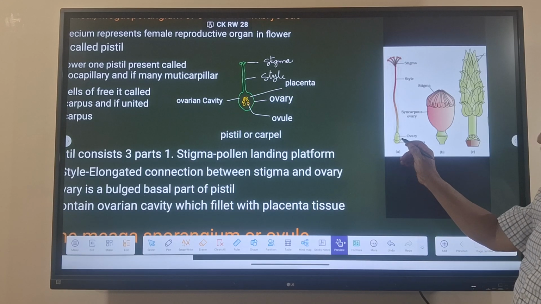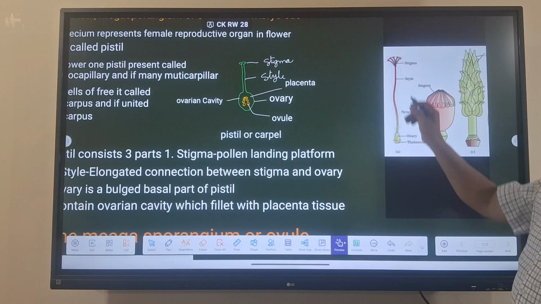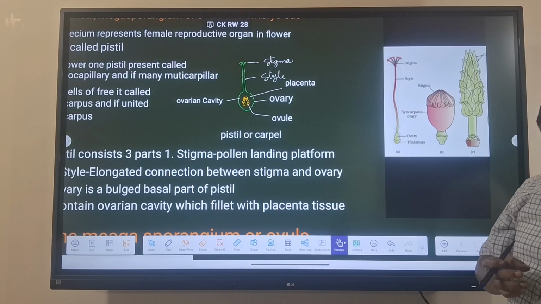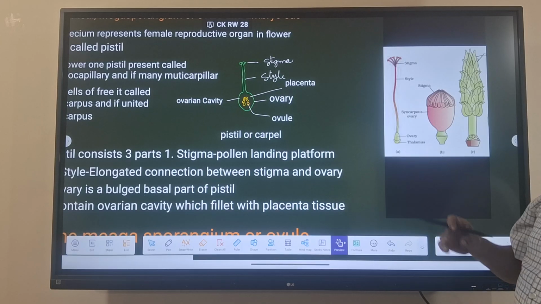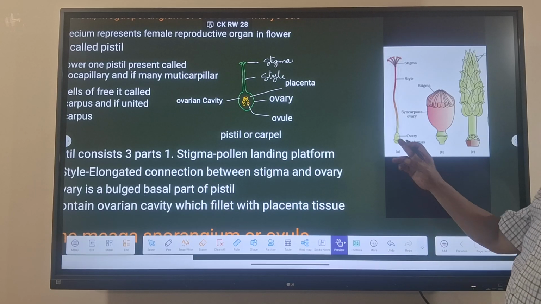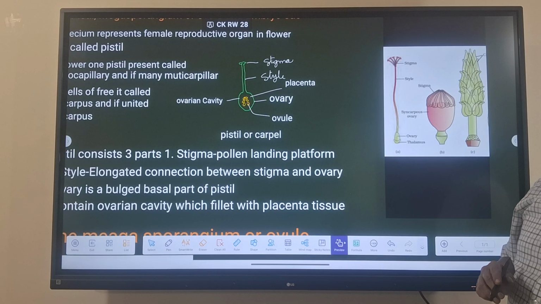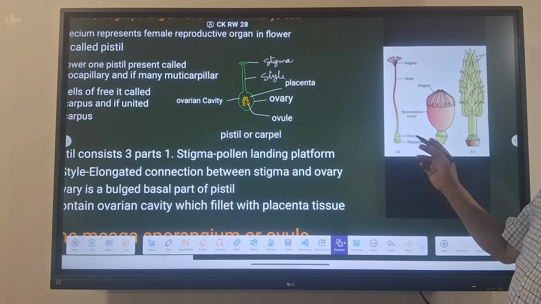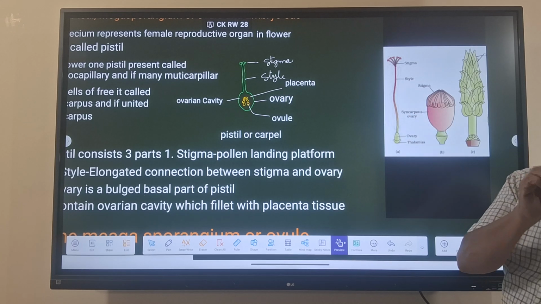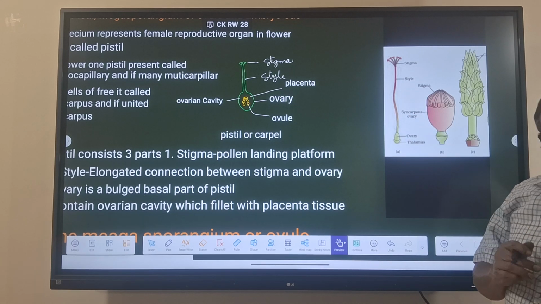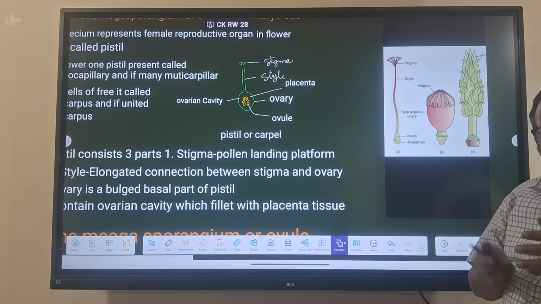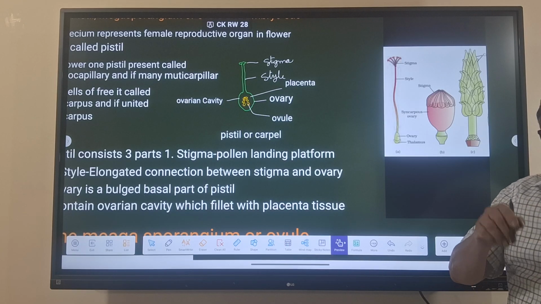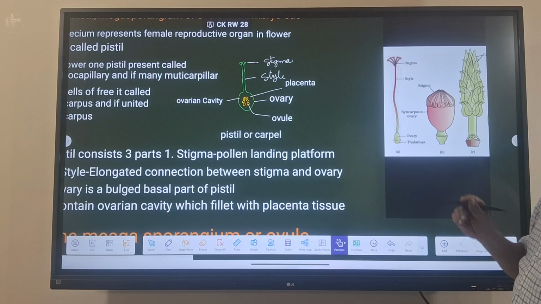How will we describe this? Pentacarpellary, syncarpous, meaning they are fused together, and pentalocular. We used to tell pentacarpellary, syncarpous, but it is called a pistil only. Remember it. I am telling this in so much detail because he can create questions as needed.